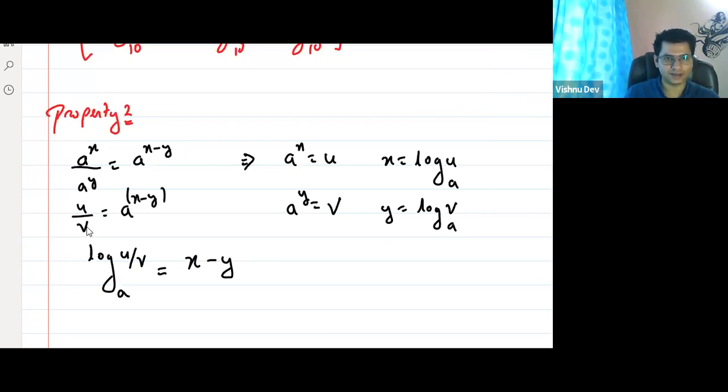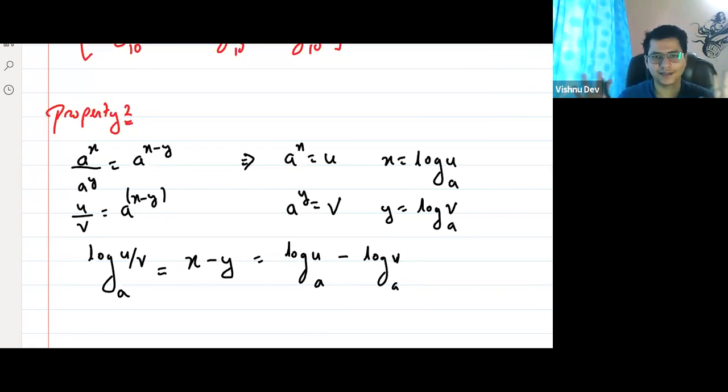So log of this base a will give you x minus y, and x is equal to log u base a, minus y is log v base a. सबको क्लियर हो गया ये? हाँ ना? क्लियर? I guess this is clear. Yes, sir. Why? It is base. ध्यान दो, it is base. It is not by, right? u base a, v base a. ठीक है? चलो. So property 2 is same as property 1. Clear? Yes, sir.